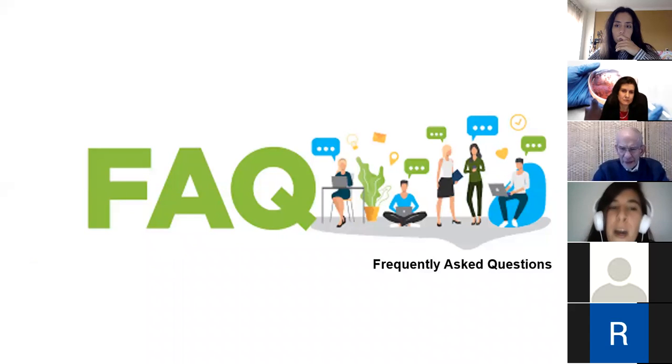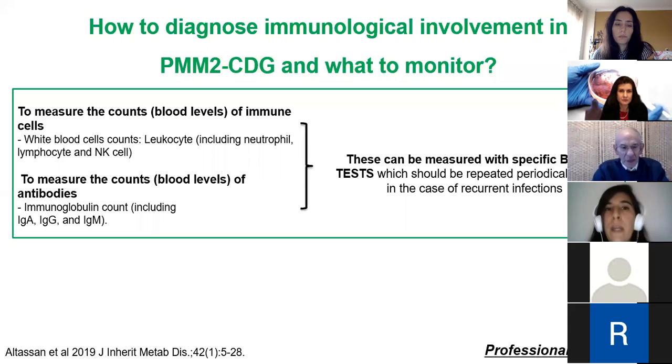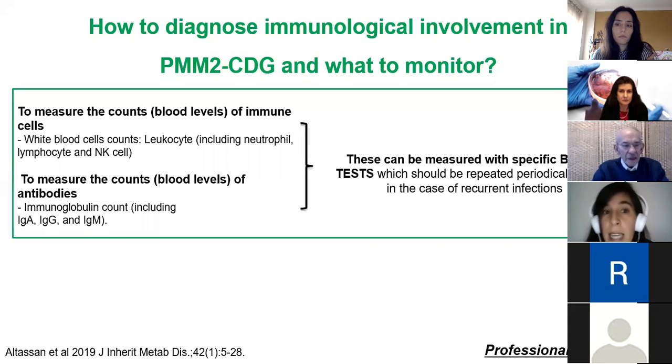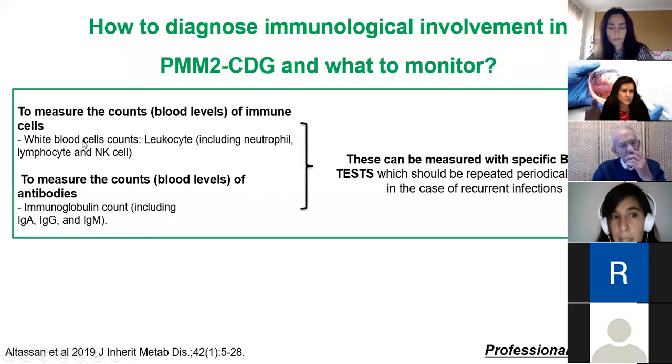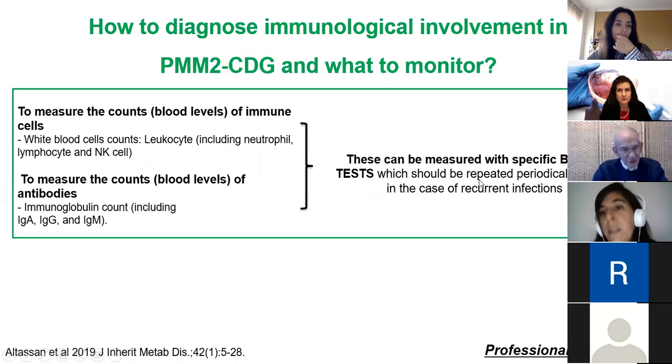So just to kick off our Q&A session, which is the main goal of today's CDG Virtual Coffee, I would like to bring back the clinical management guidelines for PMM2-CDG, because, if you remember, I told you that these guidelines offer recommendations and advice on how to diagnose, monitor, and treat specific clinical manifestations. In the case of immunological involvement in CDG, these are the immune parameters that are recommended: to measure the blood levels of white blood cells, so immune cells, and also the levels of immunoglobulins, that is antibodies. All of these parameters, the cells and proteins, can be measured with specific blood tests that should be done periodically, or in the case of recurrent infections in these patients.